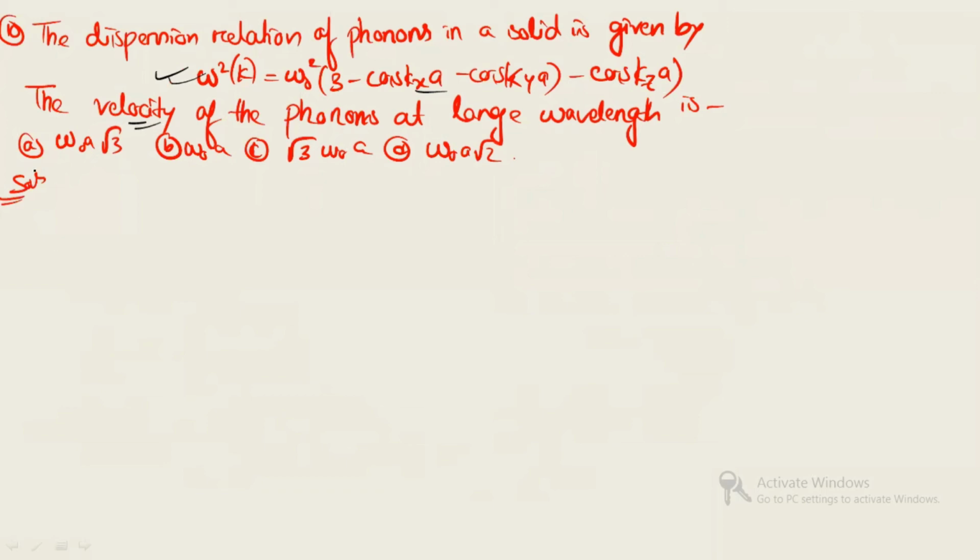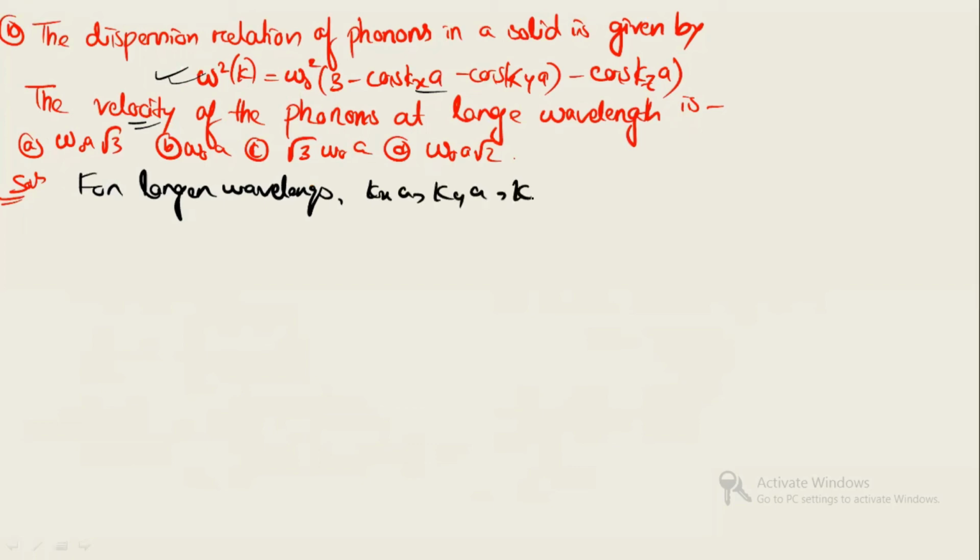So first you see what is given to you, and you know for larger wavelengths you will ignore this. Let me write here. For larger wavelengths, we know that kxa, kya, and kza are very, very small compared to 1. If you have read the theory, this will be very easy for you. Directly you can attempt. Just see the conditions.